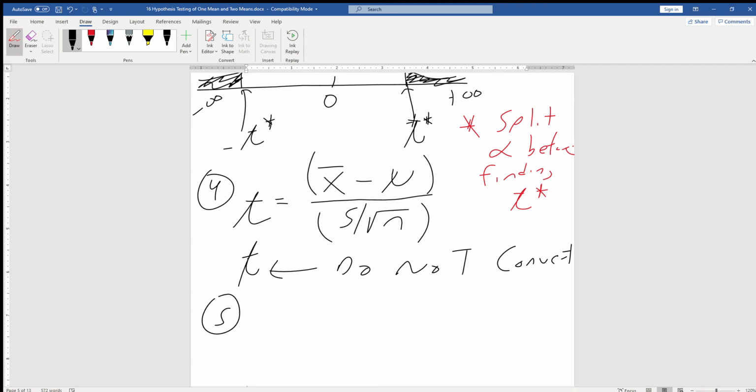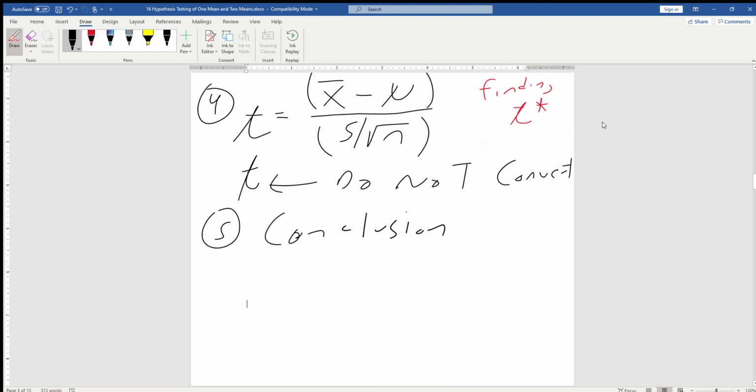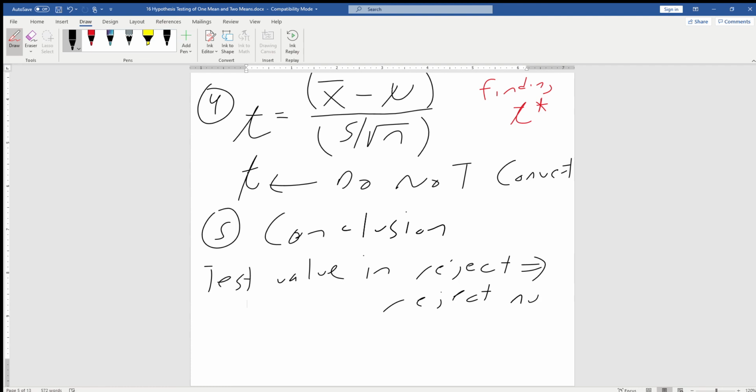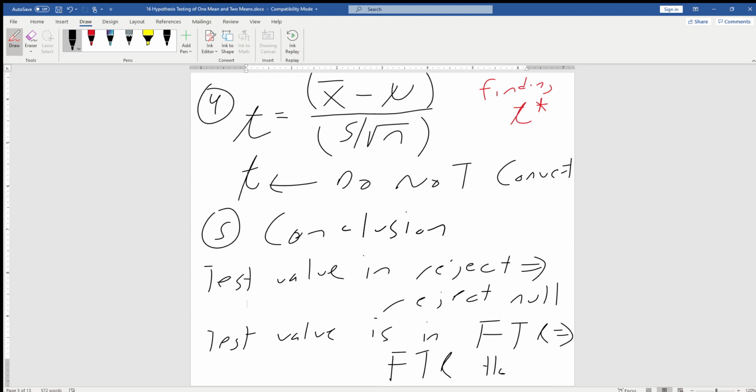Step 5, conclusion. Conclusion is the same as it was before. So if the test value falls in the reject region, then you reject the null. This means that you reject the null. And if the test value is in the fail to reject region, this means that you fail to reject the null.